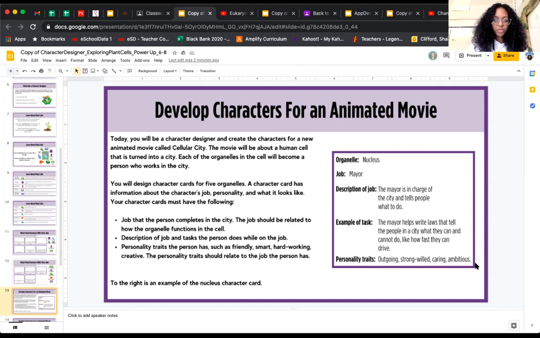So, those are some pretty big words. If you don't know those off the bat, come up with words that you do. Or feel free to look up words in a dictionary.